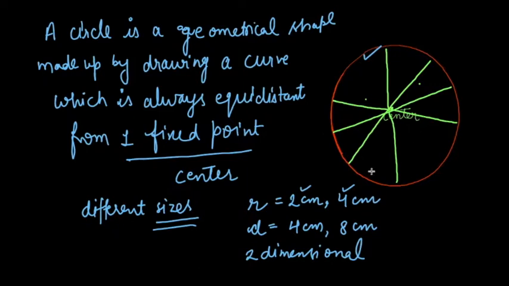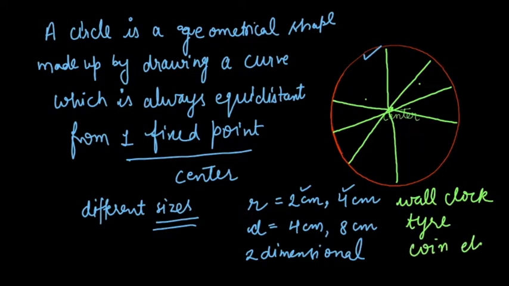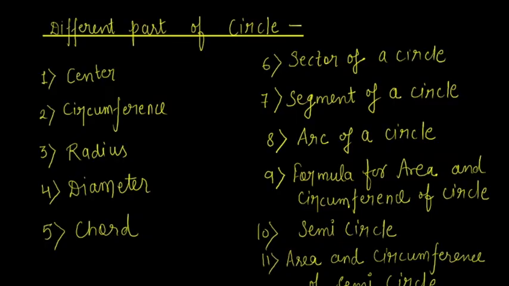Examples of circles can be a wall clock, a tire of a car, a coin, etc. All these are examples of circles. There are many examples which you can think of and mention. Now in this video, we will talk about the different parts of the circle, which are the center, circumference, radius, diameter, chord of the circle, sector, segment, and arc of a circle.